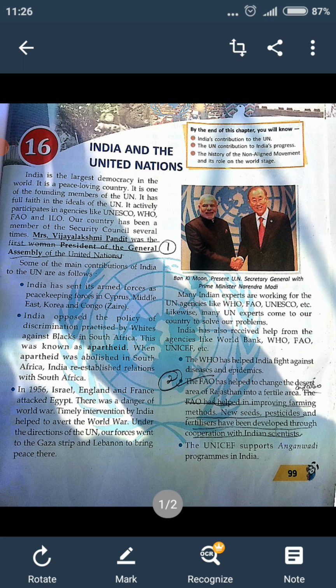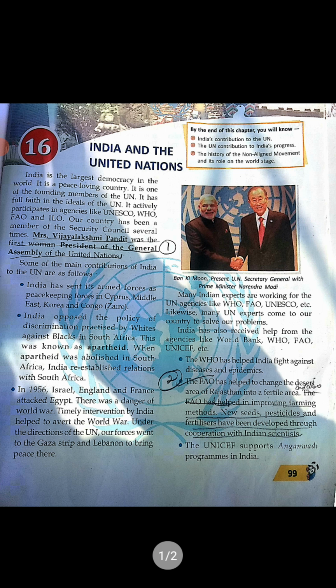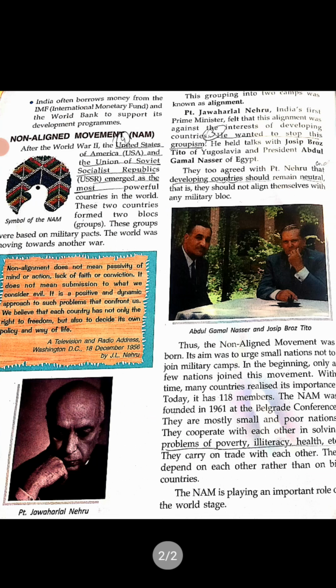And again, what is the role of FAO? The FAO has helped to change the desert area of Rajasthan into a fertile area. The FAO has helped in improving farming methods. New seeds, pesticides, and fertilizers have been developed through cooperation with scientists. UNESCO supports Anganwadi programs in India. The role of UNESCO, it means it supports the Anganwadi program in India.